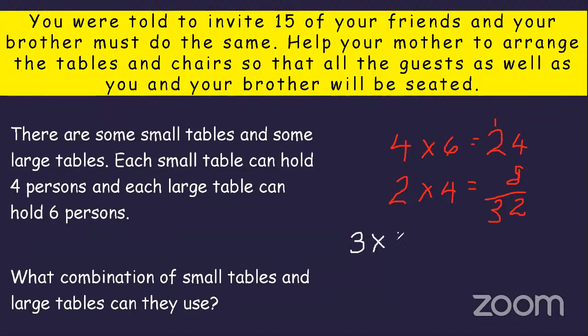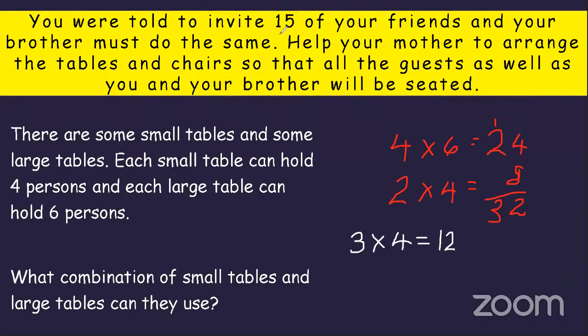That will give us 12. So persons giving their answer must be showing some workout in the chat, must be giving some explanation. 3 times 4 will be 12. And what did she say again? Three small tables and 4 large tables. Let me see. Oh, she said 3 large tables and 4 small tables.